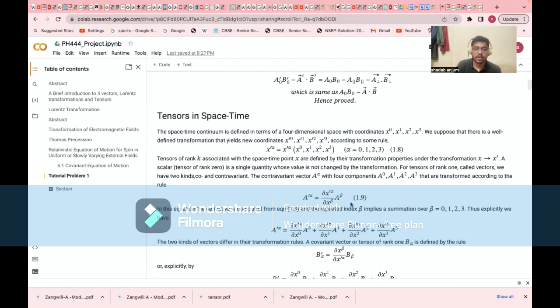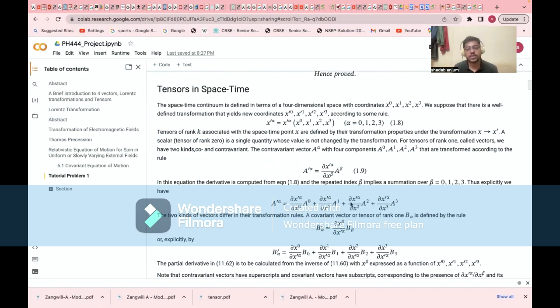So this is the same. Now we'll talk about tensors in space time. Tensors are very important concepts. Consider that these are the coordinates, and then you transform and go to some other frame, and this is the transformation equation. Anything that transforms in the same manner as these coordinates do is called a co-vector, like the gradient of these coordinates.